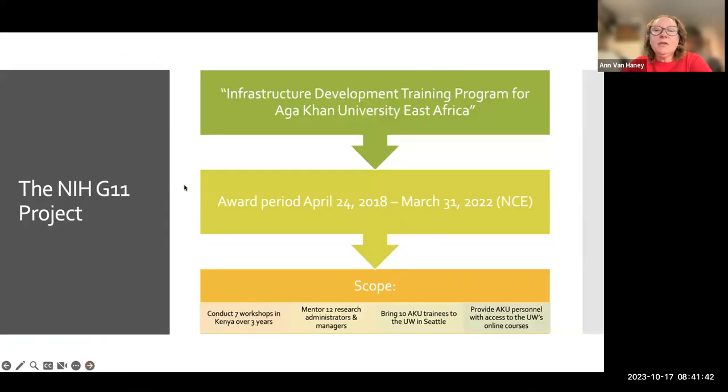Okay, so our project as it was funded was called the Infrastructure Development Training Program for the Aga Khan University in East Africa. We ended up having a 3-year award plus a no-cost extension. And our original scope was to conduct 7 workshops in Kenya, to mentor 12 research administrators, to bring 10 trainees to Seattle to do things at the University of Washington, and to provide AKU personnel with access to different online training courses that the UW has.